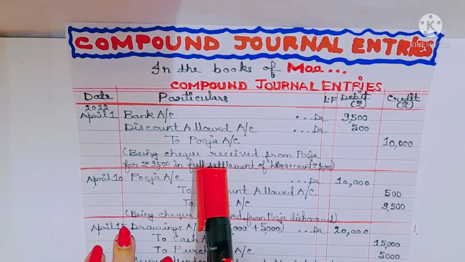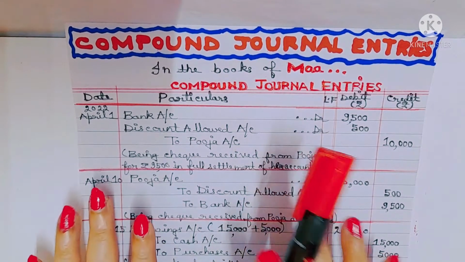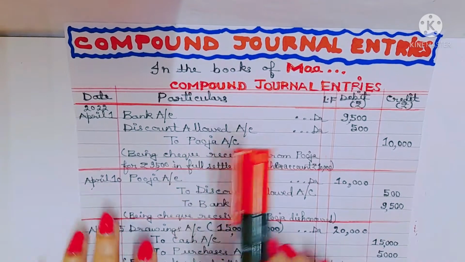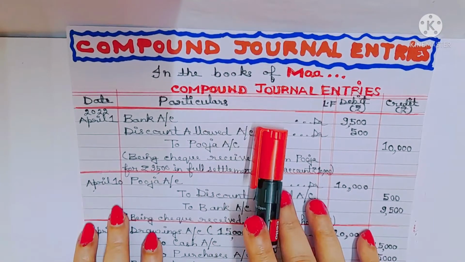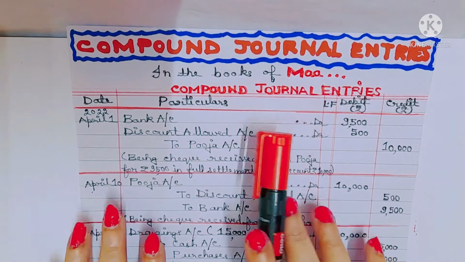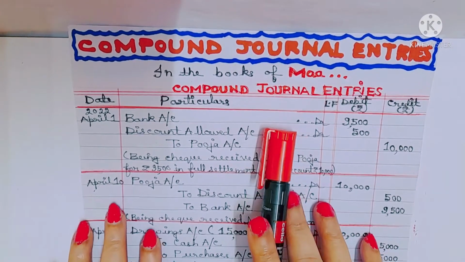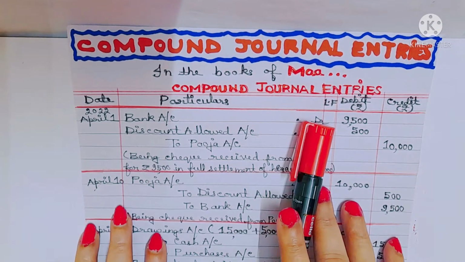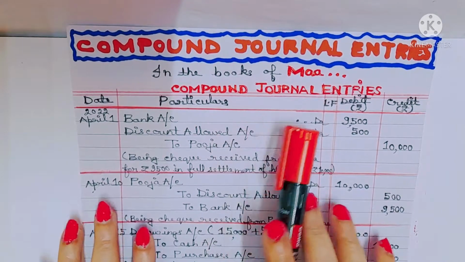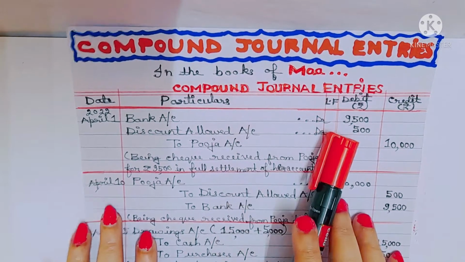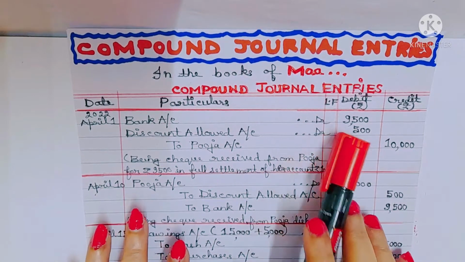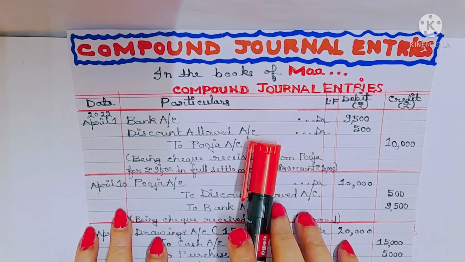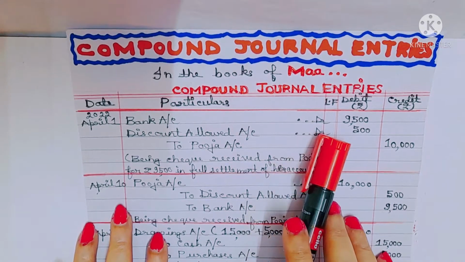See here, check received from Pooja, check money bank. So you have to deposit the check into bank, remember. So bank is the receiver of check. So according to personal account, the receiver of the benefit is debit and bank account falls under personal account. So bank account should be debited. Discount allowed account falls under nominal account. According to nominal account, all losses and expenses debit.